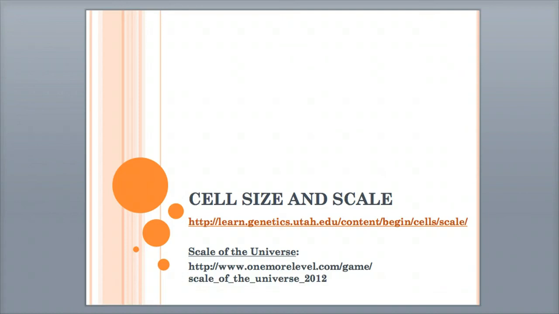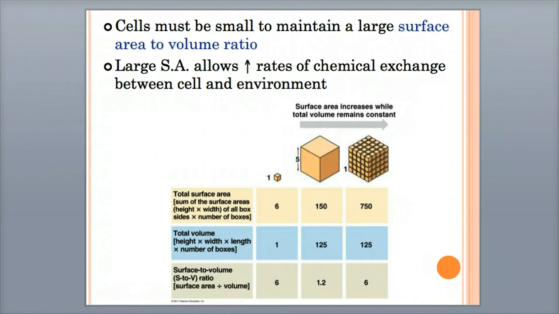So there's a little thing that we'll go over later in class about cell size and scale. Part of the reason how cells work is they need nutrients, they need stuff to get inside the cell, and they also need to export stuff out of the cell really quickly. To do so, cells have to be small and maintain a large surface to volume ratio, which means they have to have a ton of surface area, but not so much volume.